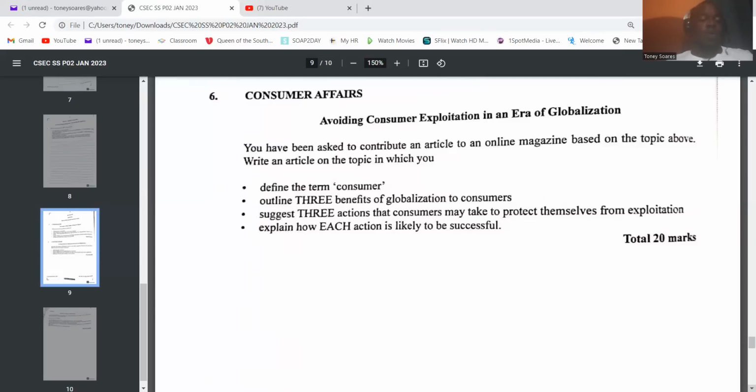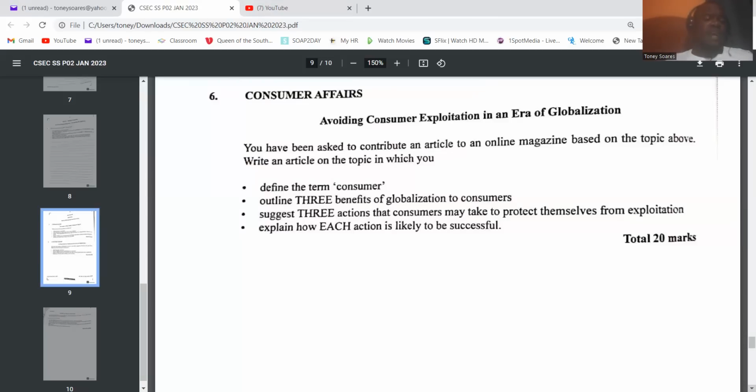Globalization has also made variety become more popular. So you have a wider variety of goods to actually choose from because of globalization, because you can stay in Jamaica and purchase things from Amazon. You can purchase from Shein, right? You can purchase from Alibaba, understand? So you have a wide variety to choose from where you actually purchase your goods from, right?